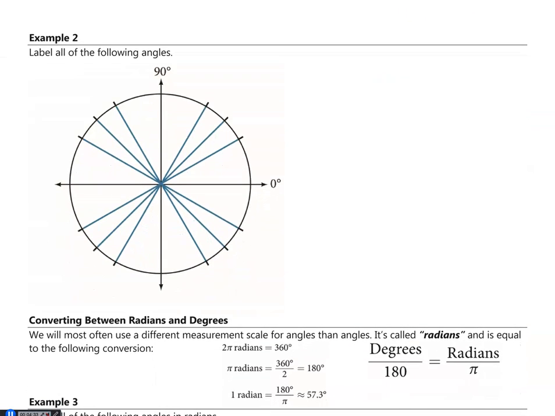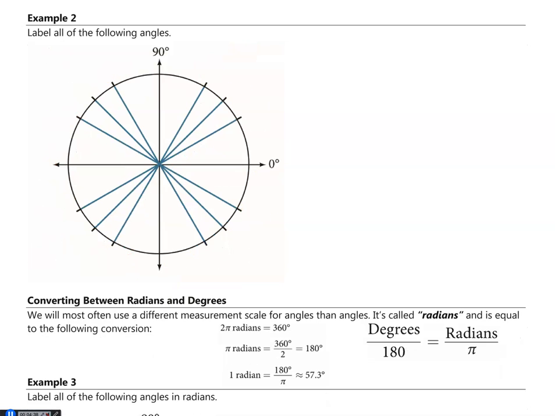Next one, example 2, label all of the following angles. So make sure to know your angles and immediately start remembering where the angles are. So we have here 0 degrees, and then this is 30 degrees, this is 45 degrees, and this is 60 degrees, and then this is 90 degrees. So make sure that you know this is quadrant 1, this is quadrant 2, 3, and 4.